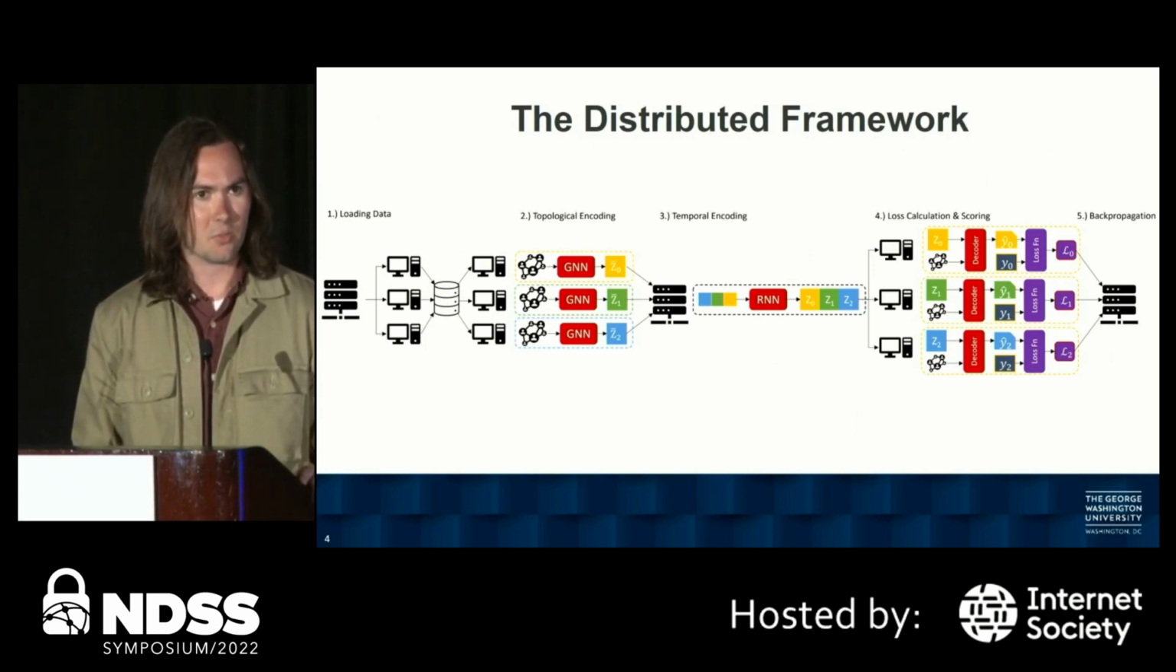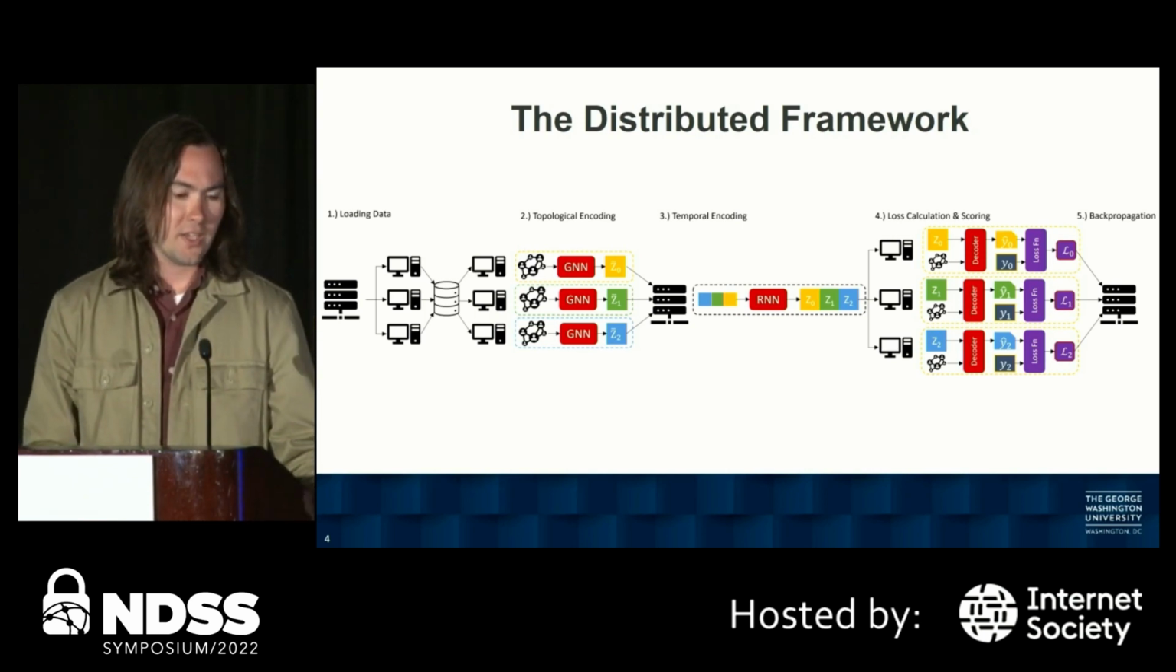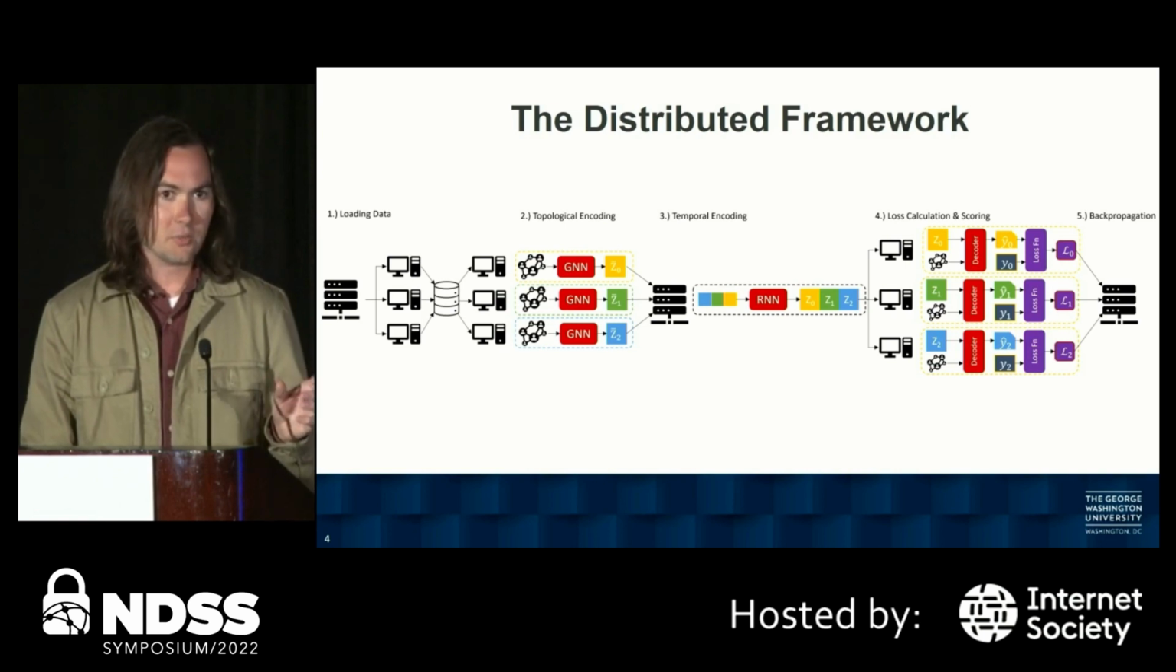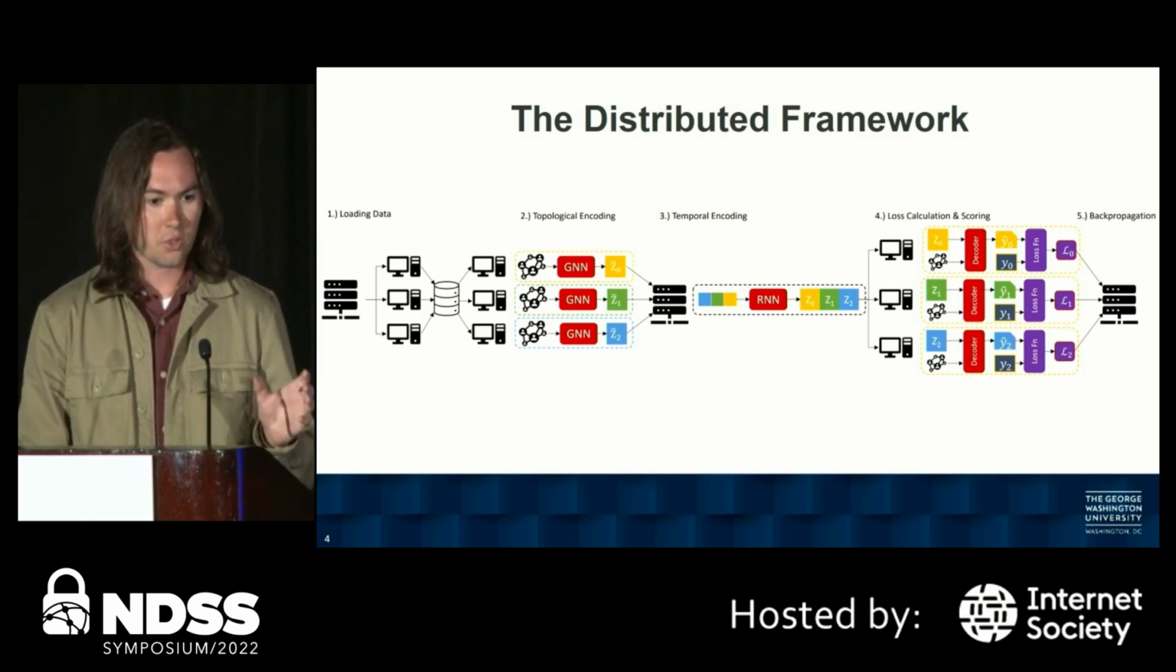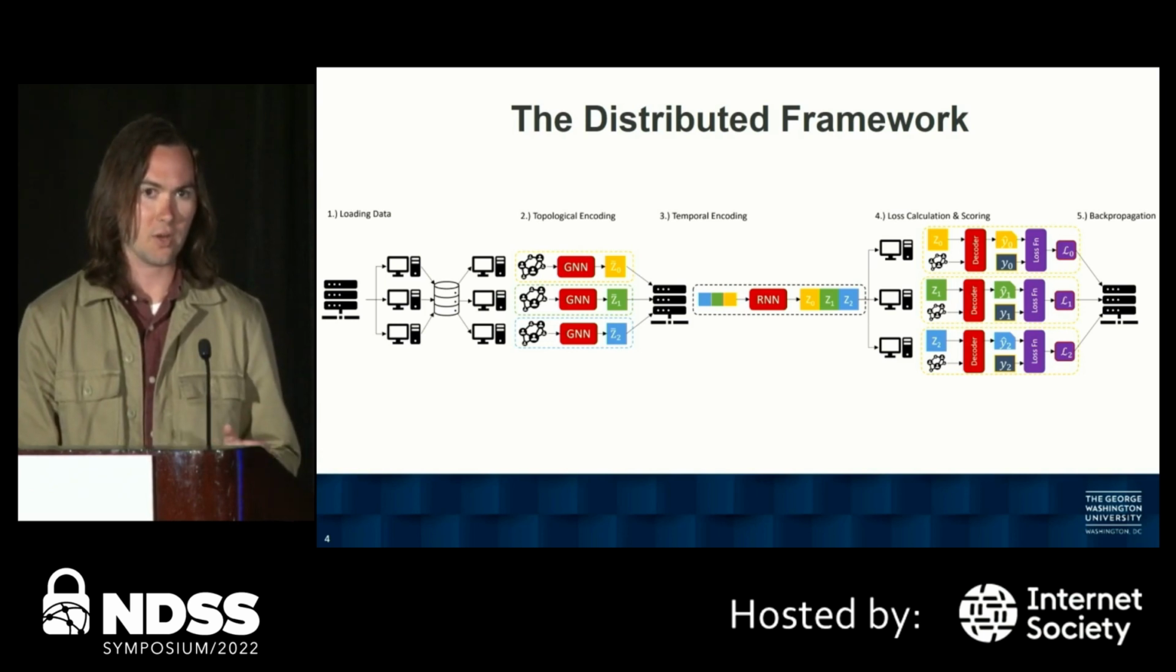I went over this in a little more detail in my NDSS talk. I'll try to just quickly go over it. If there's questions, I can answer them later. But the idea is that you have one leader machine that's coordinating the actions of several worker machines. The leader machine holds a recurrent neural network, and all the workers hold the graph neural network.